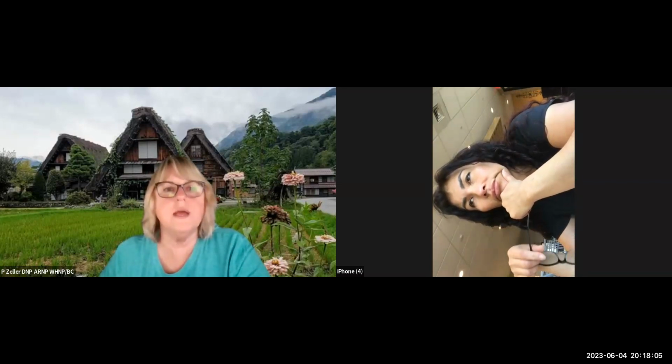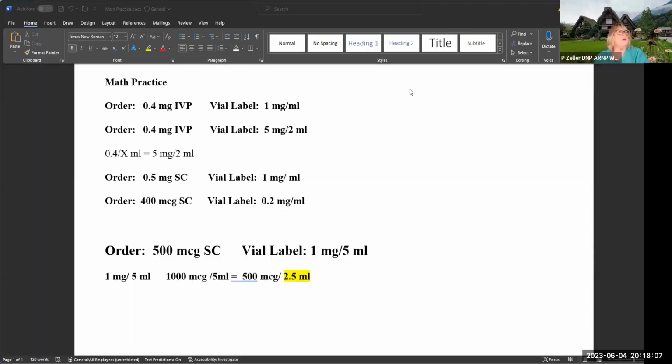Some kinds of problems you need to be familiar with are some of these that I posted, and I think I shared these during class. If you have an order to give a certain amount, and then you have a vial labeled, how much of that vial do you give? I did put this list in the announcements for you. Do you remember seeing this? Yeah, this one I'm good on. I think I was just overthinking maybe.